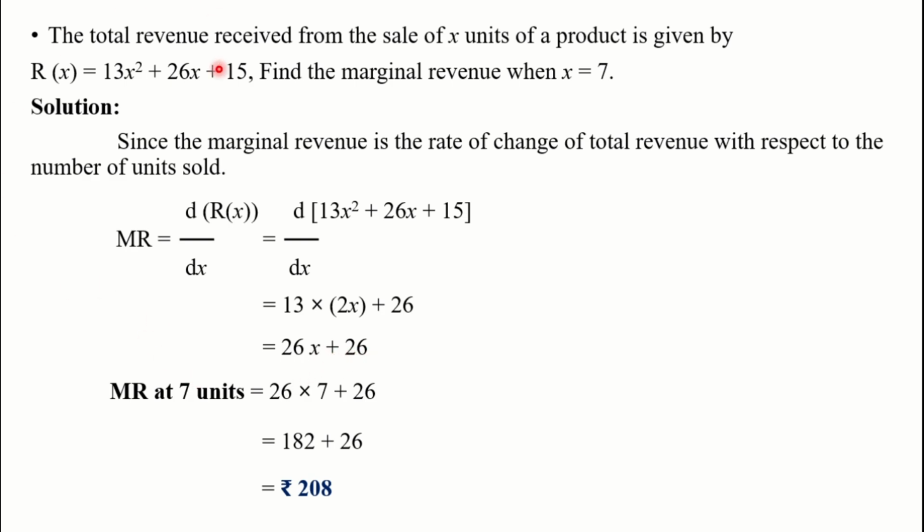Now we want to find the marginal revenue when x is 7. Okay, simply we put x is equal to 7 in the marginal revenue function. We will get marginal revenue at 7 units, that is rupees 208.